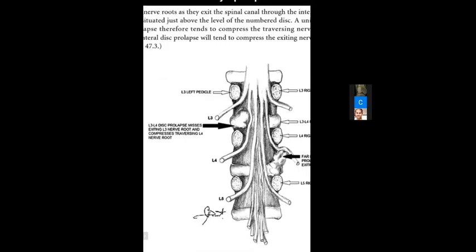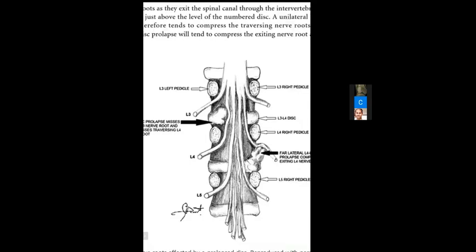When you say L3, L4, L3 is above, so that is exiting, and L4 is going through. L4 is going downwards, so L4 is the traversing nerve root. It's a simple thing: L3, L4, 3 is above, which is exiting, 4 is going through, so that is a traversing nerve. You need to be very specific. They may give you an MRI and ask you which is the level, so you have to write L3, L4. The next question may be which is the traversing root or which is the exiting root. L3 is the exiting root, L4 is the traversing root.